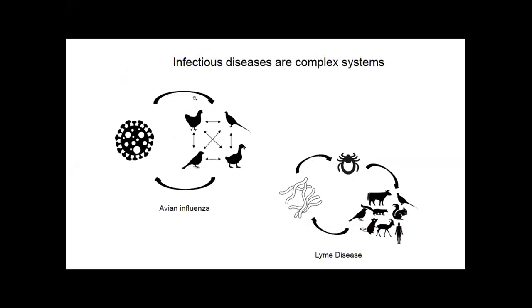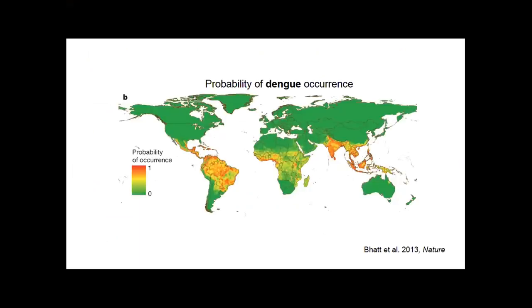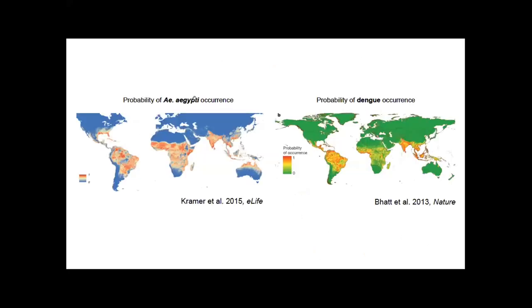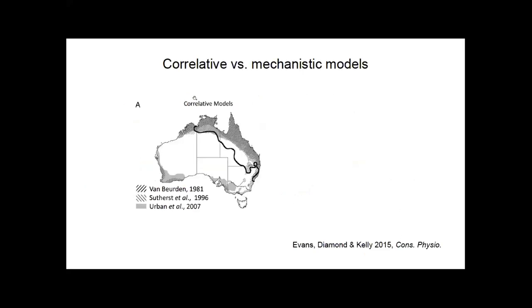As you know, infectious diseases are complex systems where several different species interact all together. And thus, in order to understand the distribution and dynamics of infectious disease, it is crucial to also understand the ecology and the population dynamics of the species involved in the disease system. And today we have to map the spatial temporal distribution of a species.